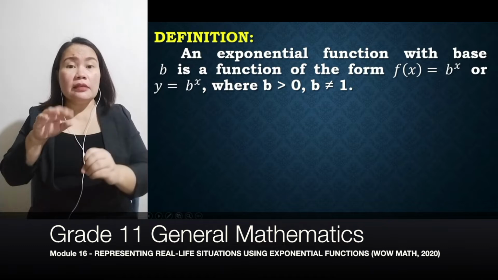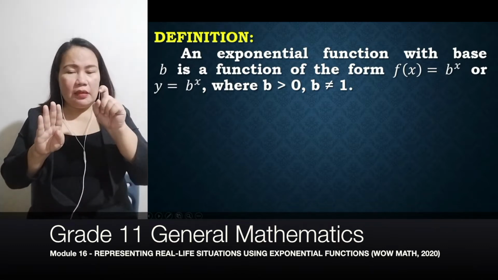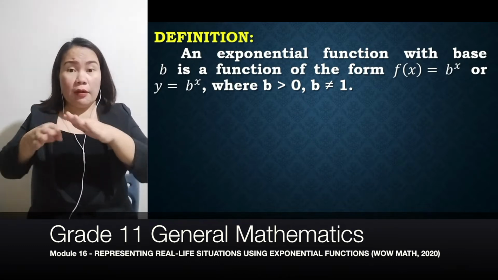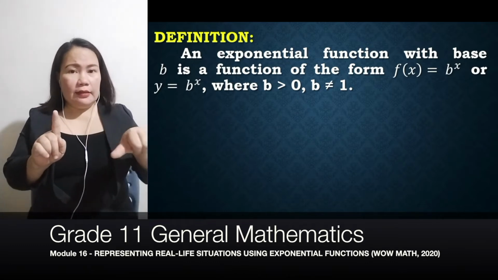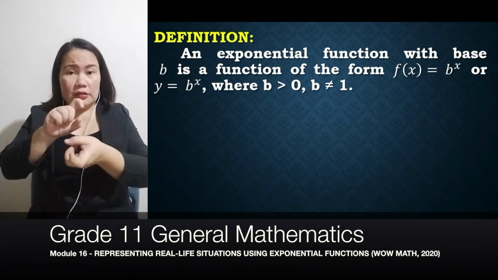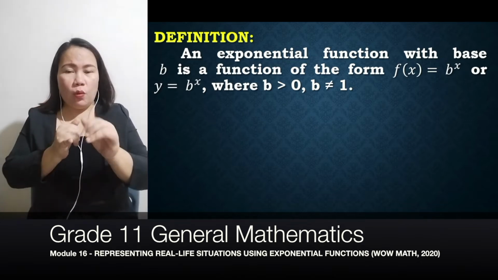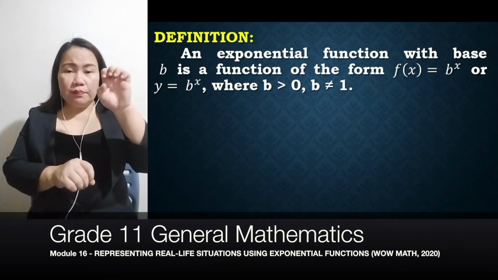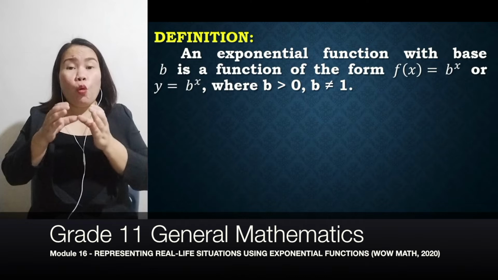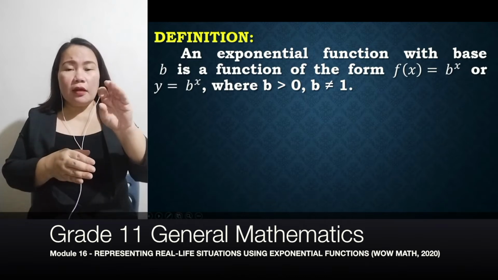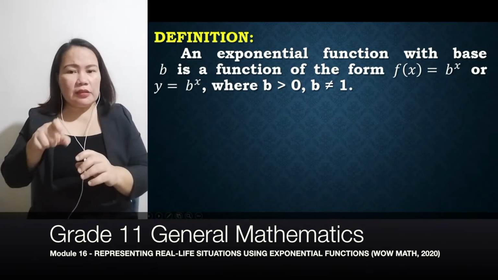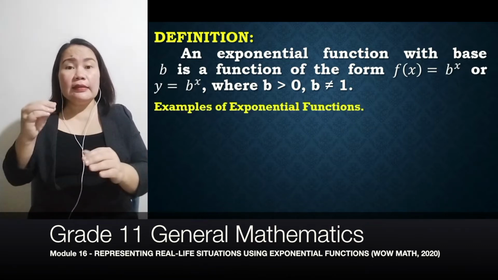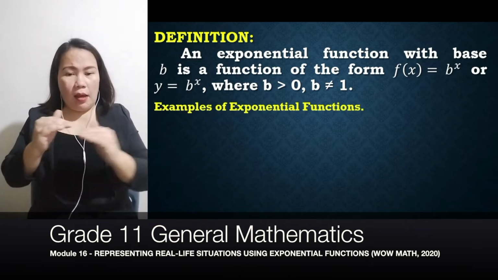So bakit hindi siya pwede maging equal sa 1? Kasi once the base is 1 and any value of x na isubstitute nyo kay x, still the answer is 1. So magiging constant na yung function natin at hindi na siya exponential function. Magiging constant function na siya. Again, yung b dapat natin o yung base natin greater than siya sa 0 at dapat hindi siya equal sa 1.